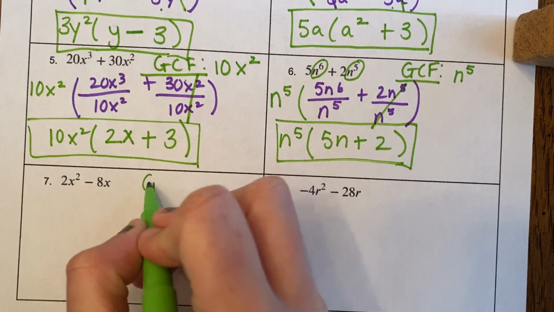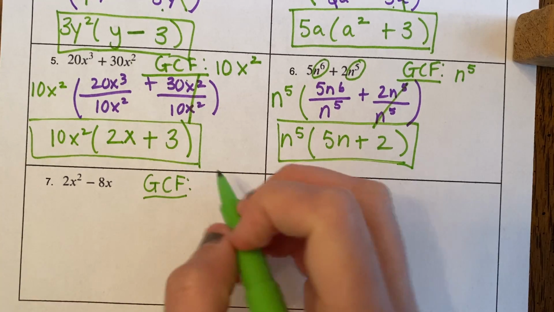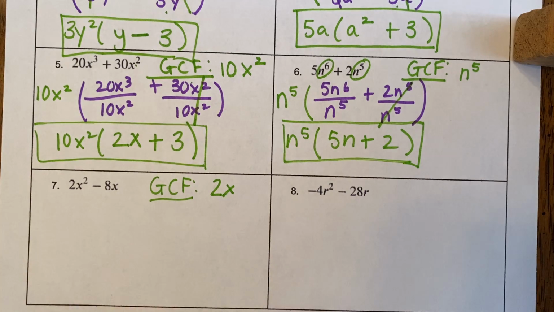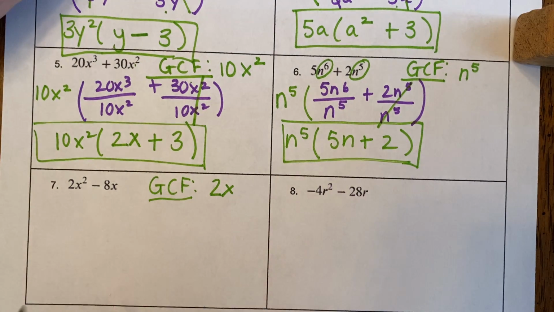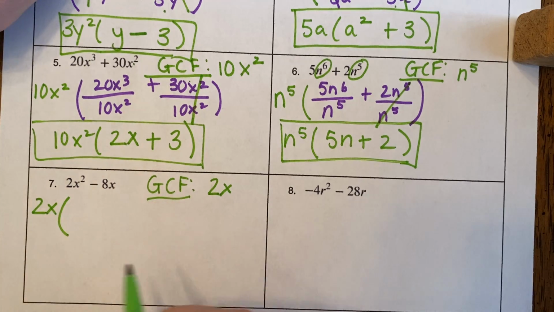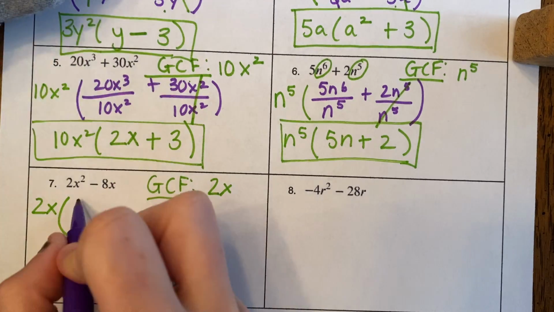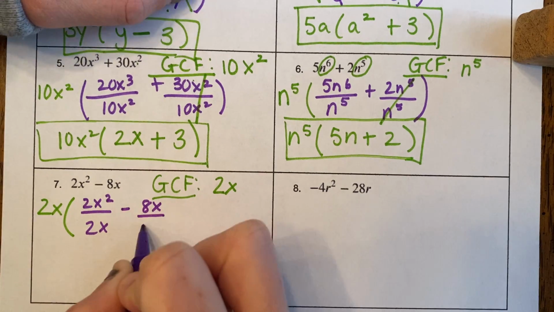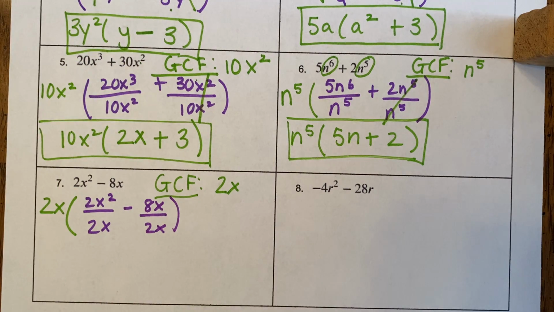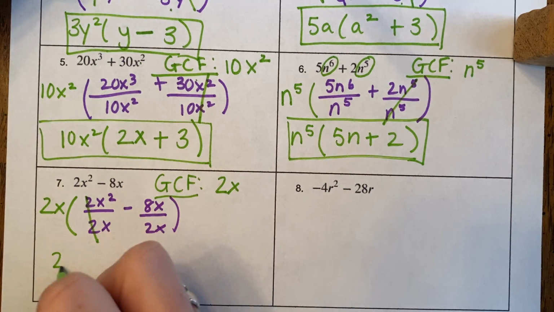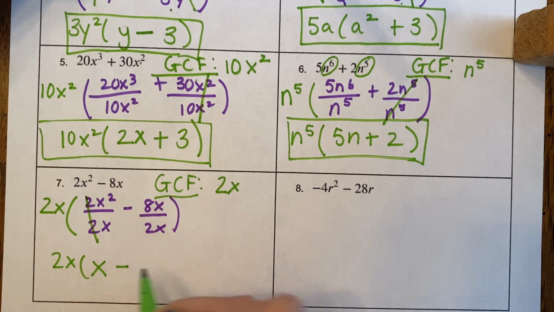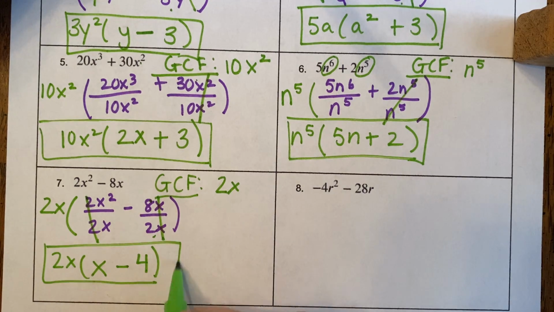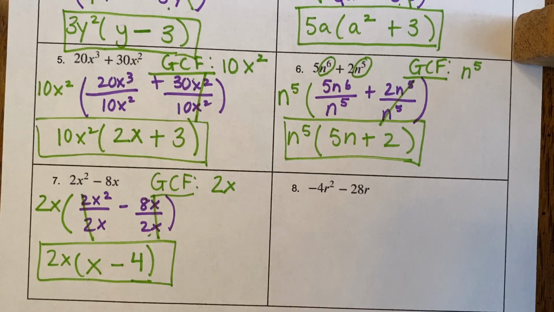Okay, so number 7, my greatest common factor here is going to be a 2 and an x, because this is an x squared and this is just an x, so I can only factor out 1x, and both of them are divided evenly by 2. So when I factor out that 2x, I'm going to have 2x squared divided by 2x minus 8x over 2x. So my 2's will cancel, and x squared over x is just x, and then my x's will cancel here, and 8 divided by 2 is just 4. So 2x times x minus 4 for that one.